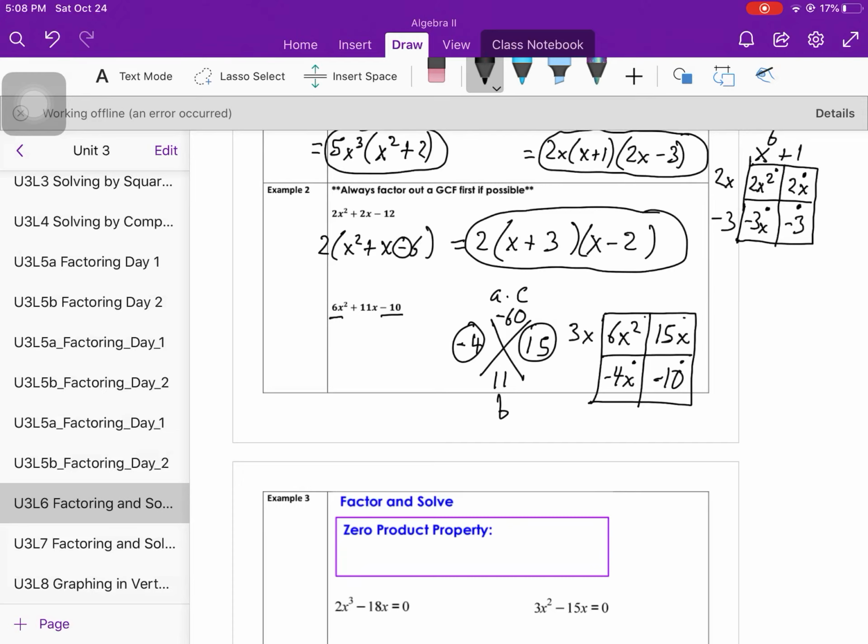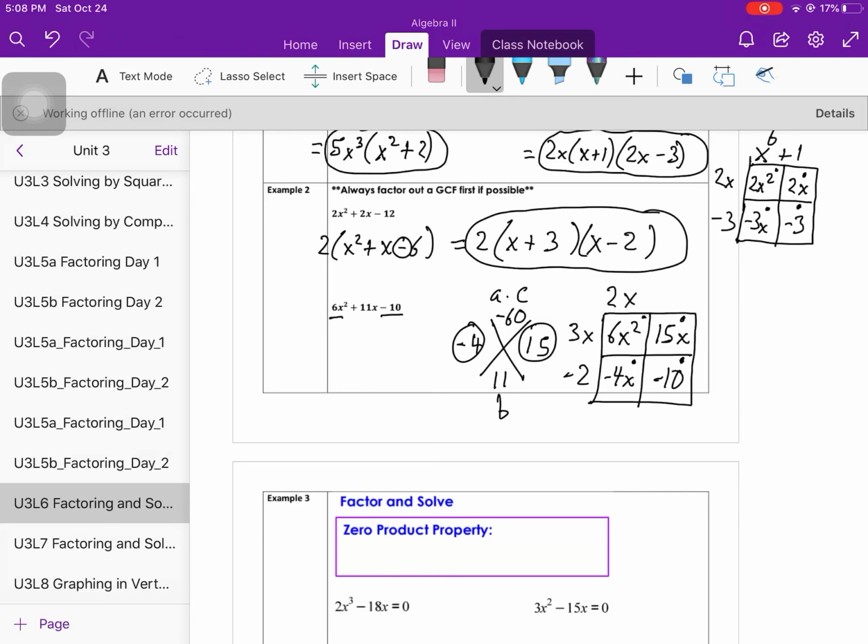Negative 4x and negative 10. Well, they're both even numbers and they're both negative, so I can take a negative 2 out. Now I'm going to go up and down, so 6x squared and negative 4x. Again, both even numbers, but only the bottom one is negative. So this is going to be a positive 2x.